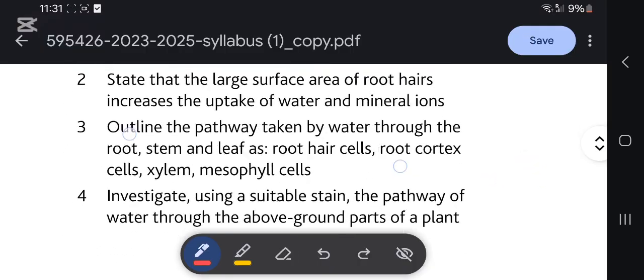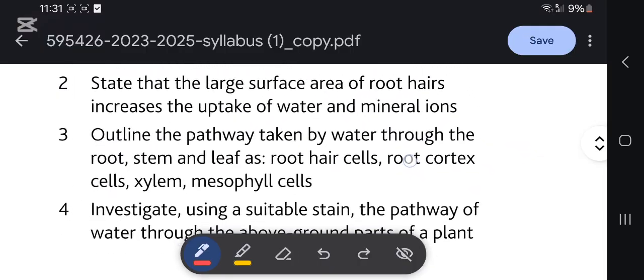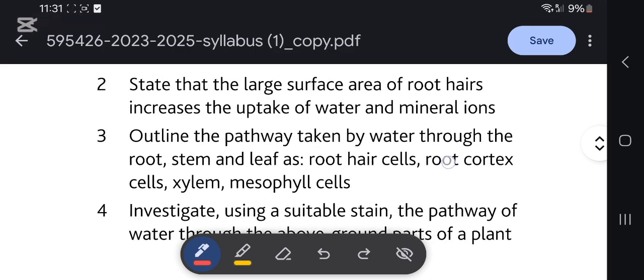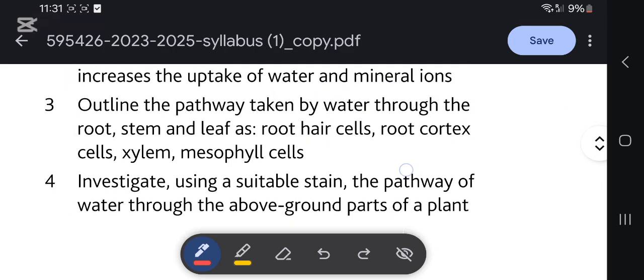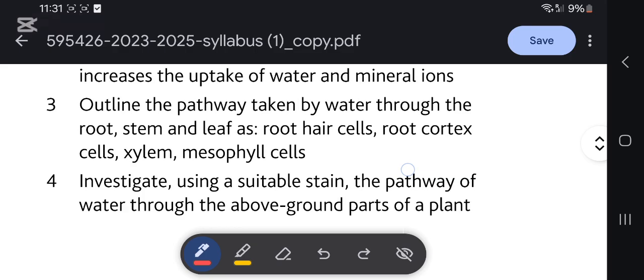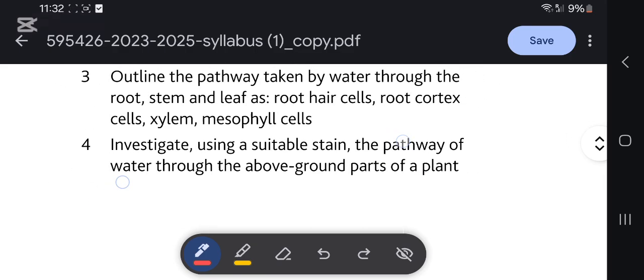Next, the large surface area of root hair cells increases the uptake of water and mineral ions. And the way water moves is that it first moves into root hair cells, then to the root cortex cells, then to the xylem, and then to the mesophyll cells. The xylem carries it to the mesophyll cells.